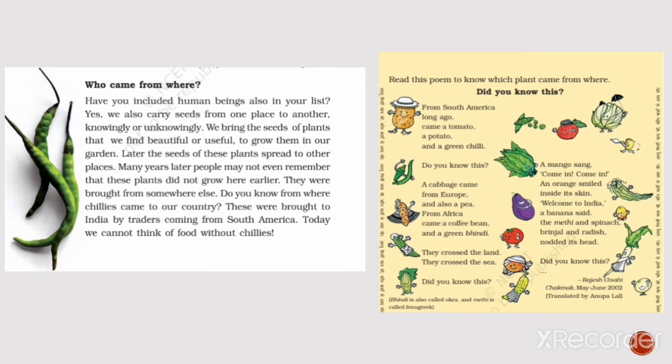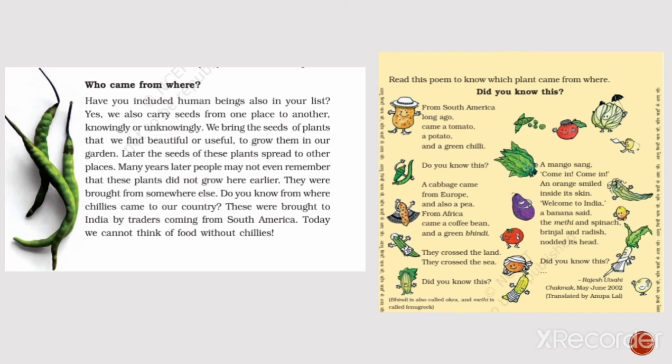Next topic is who came from where? Children, do you know all the vegetables which are now in our kitchen were not from our country? Let's know which plant came from where through this poem. The name of the poem is Did You Know This?